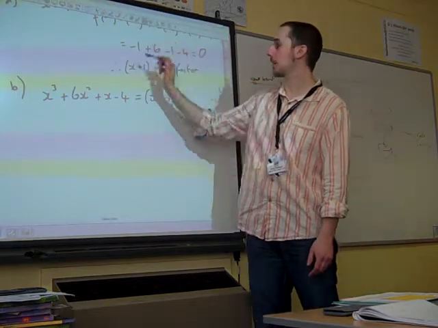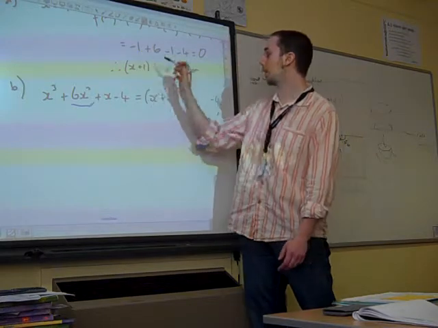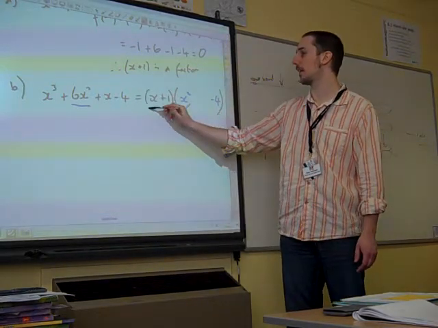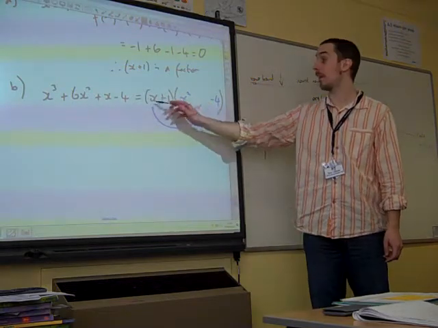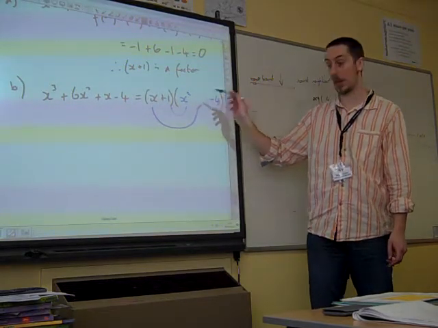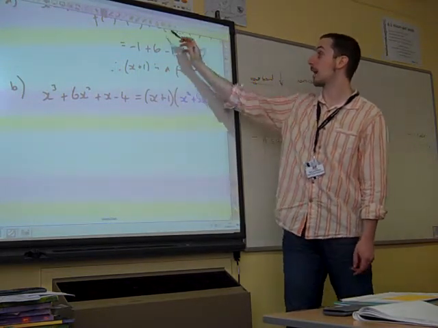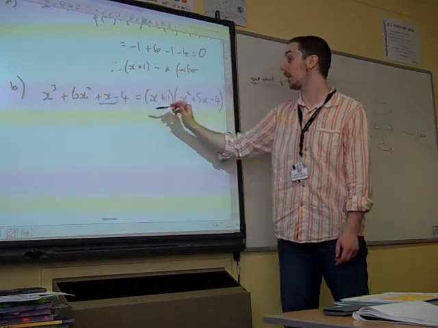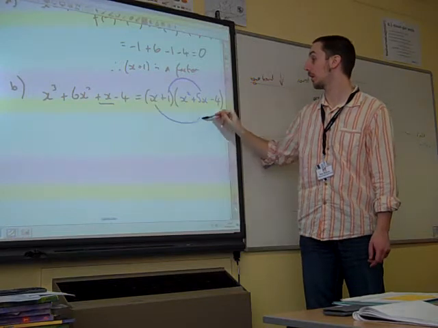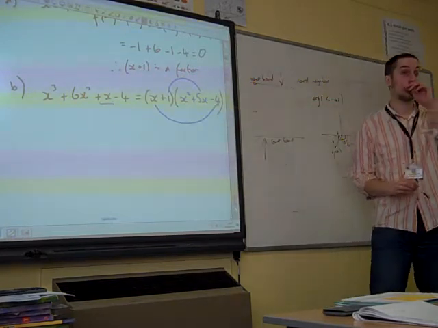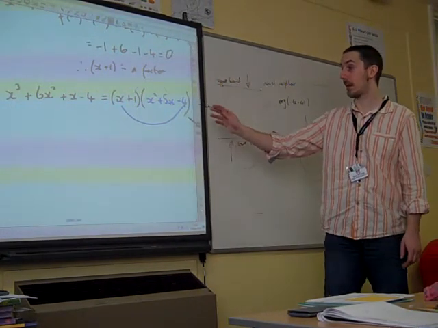To get a 6x squared there, we would have 1 times x squared, which gives us 1x squared. That needs to give us another 5 to add up to the 6. So this must be a plus 5x. Can we check the x bit? That would give us 5x minus minus 4x, which gives us x. So it's right. Brilliant.